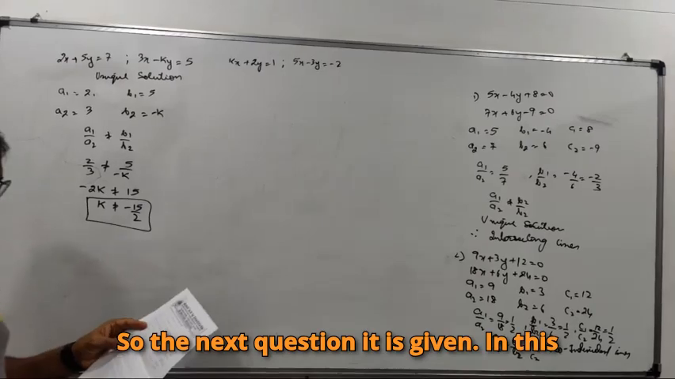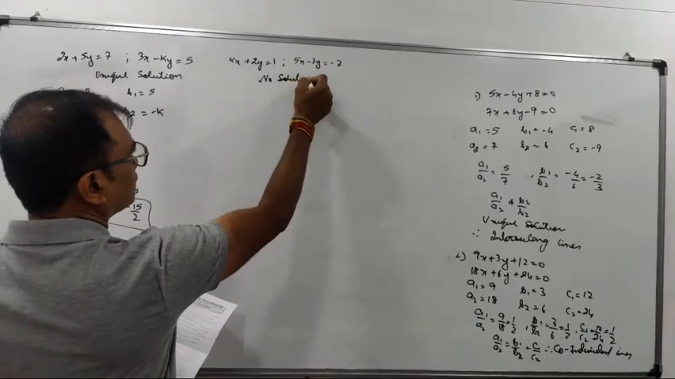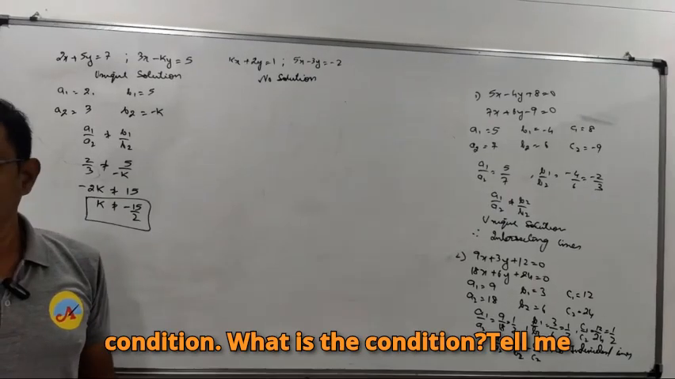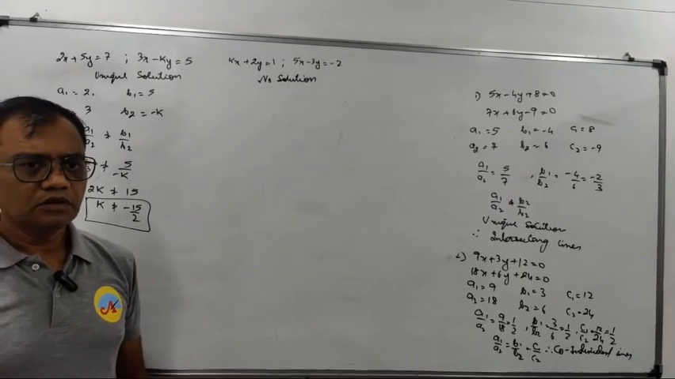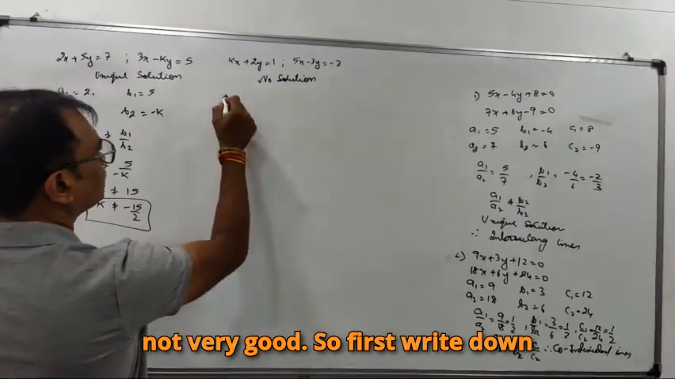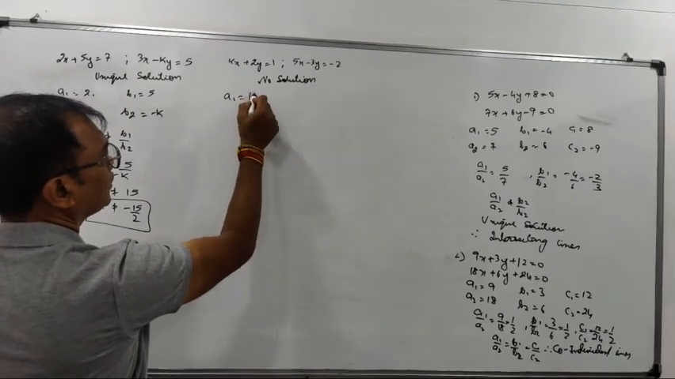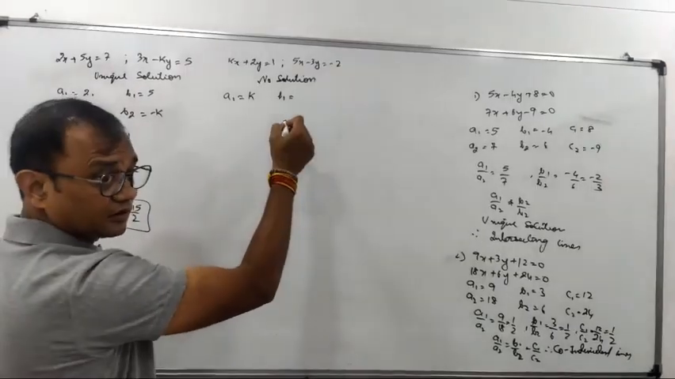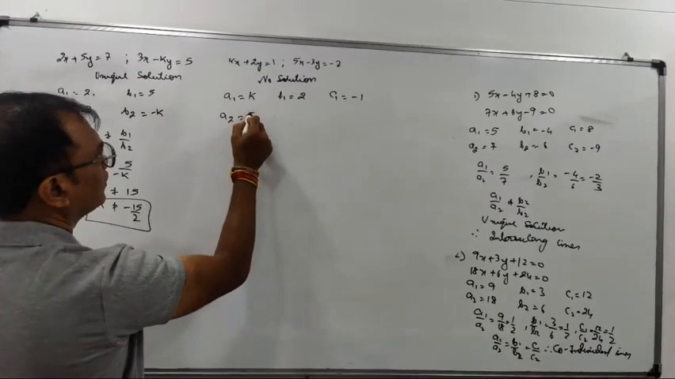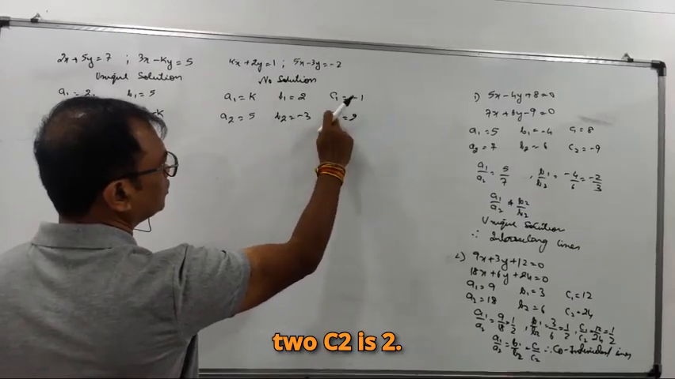So in the next question it is given that they have no solution. So for no solution, you remember the condition? What is the condition? Tell me. A1 upon A2 equals B1 upon B2 is not equal to C1 upon C2. So first write down the value of A1. 2, and C1 minus 1. A2 5, B2 minus 3 and C2 2. C2 is 2.